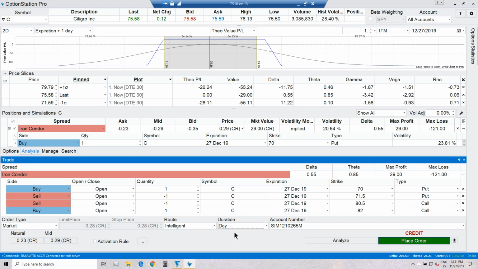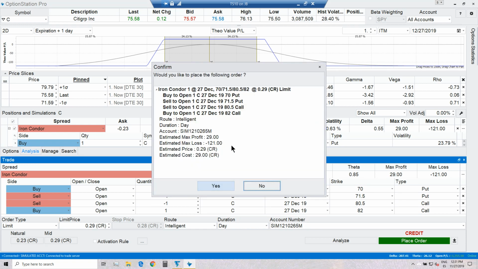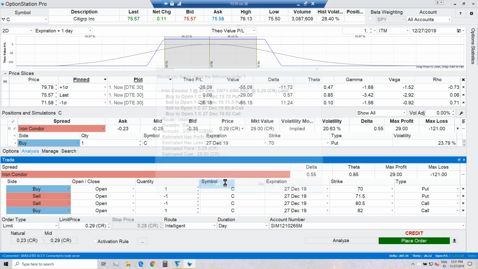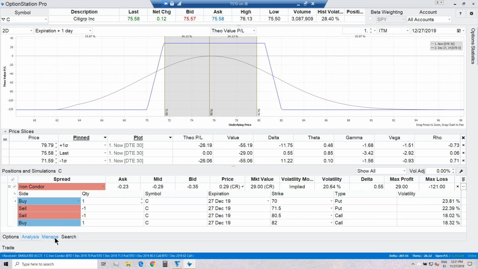Okay, and actually I'm going to do that. I'm just going to make it limit 29. I'm using a day duration, so if I don't get filled, my order will be automatically removed from the system. Okay, so I'm just going to click yes and validate the trade, 1, 2, 3. That's it. My iron condor order is in.